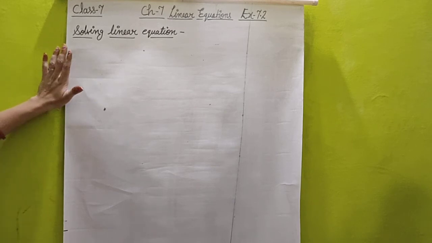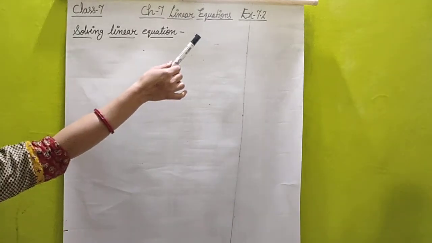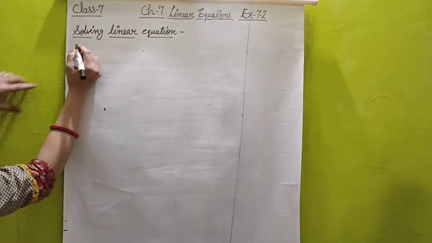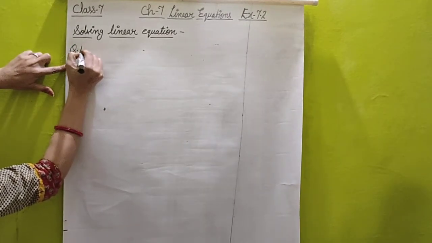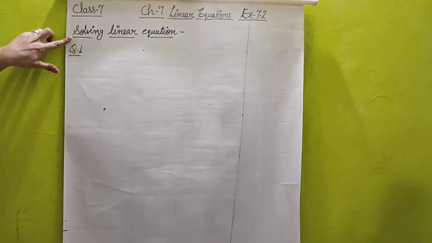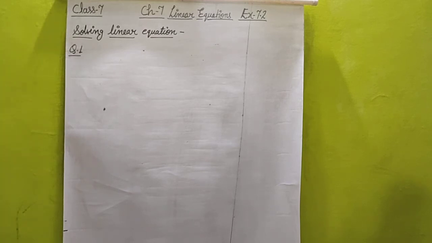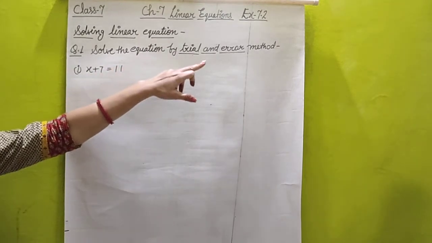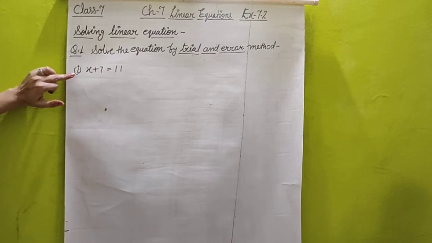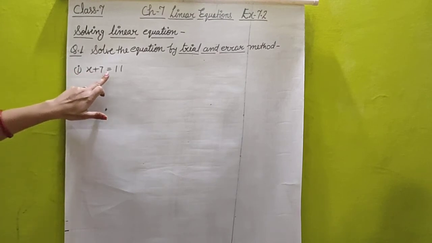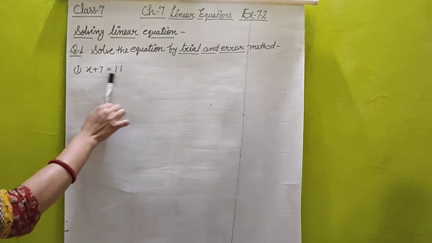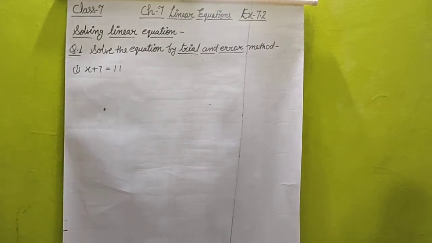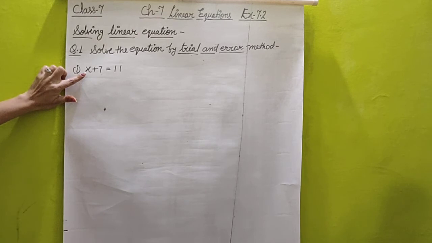For these two methods, students, I am taking exercise 7.1, question number 1. In this question, you are to solve the given equations by using the trial and error method. Question number 1: solve the equation by trial and error method. Here I have taken x plus 7 is equal to 11. This is the linear equation. To solve this equation means we are to find the value of x.